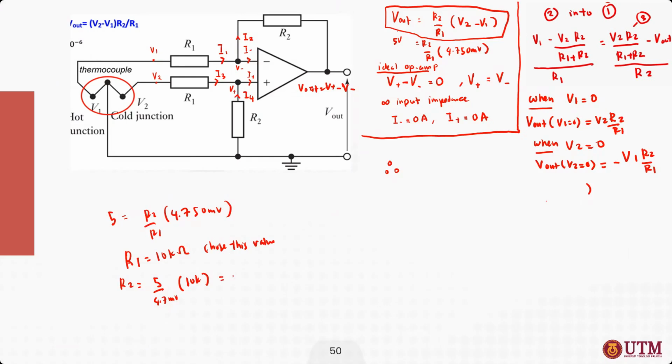So if R1 is 10k, therefore R2 is about 10.6 ohm. But we cannot get the standard value 10.64, so choose R2 equivalent 10 ohm. Okay, so that's the value that we can get. Okay, next, what's in the question?